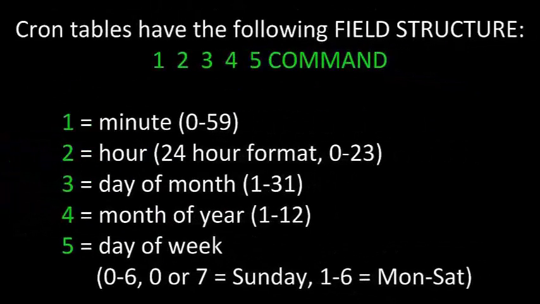Cron tables have the following field structure in a straight line. First being the minute, second the hour, third day of the month, fourth month of the year, fifth day of the week, 0 or 7 being Sunday, and 1 to 6 Monday to Saturday.